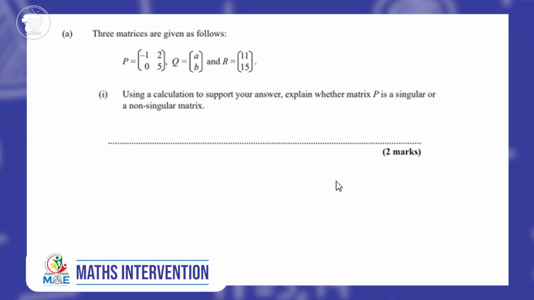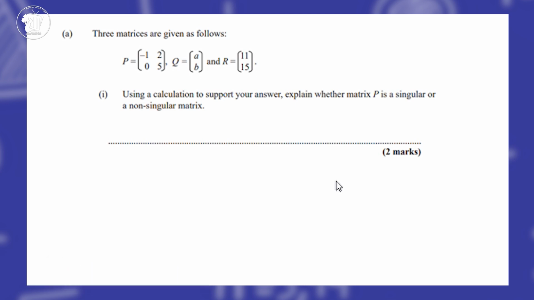So the question says three matrices are given as follows, and we have the matrix P being -1, 2, 0, 5 and Q being A, B and R being 11, 15. Using a calculation to support your answer, explain whether matrix P is a singular or non-singular matrix.